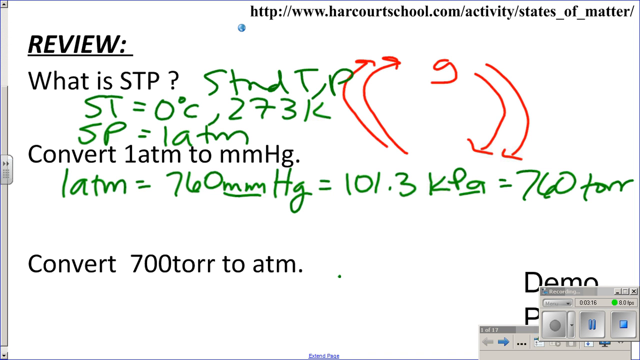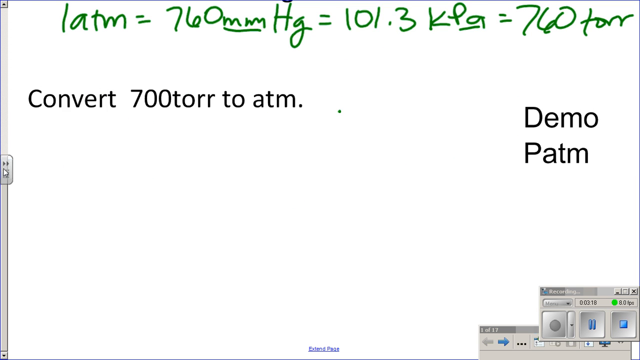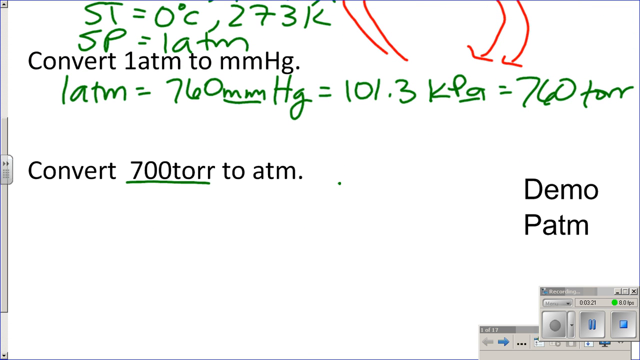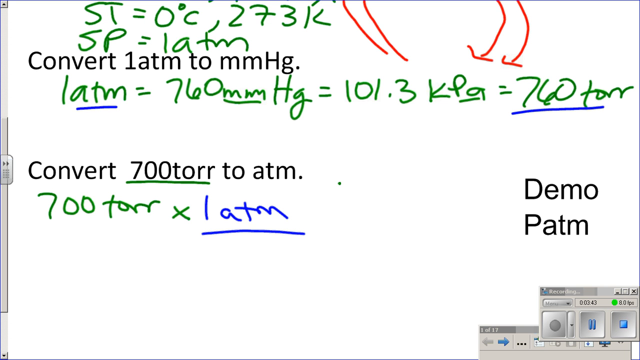Okay, so this is just a quick review because we eventually will be doing more of these. If I wanted you to convert 700 torr to atmospheres, the two quantities given above that matter are this one and this one. Those two, I put down in a fraction. What goes on top? 1 atm, one atmosphere over 760 torr. I can already guesstimate it's going to be less than 1 atmosphere. Maybe like 0.9, 0.8, something like that.